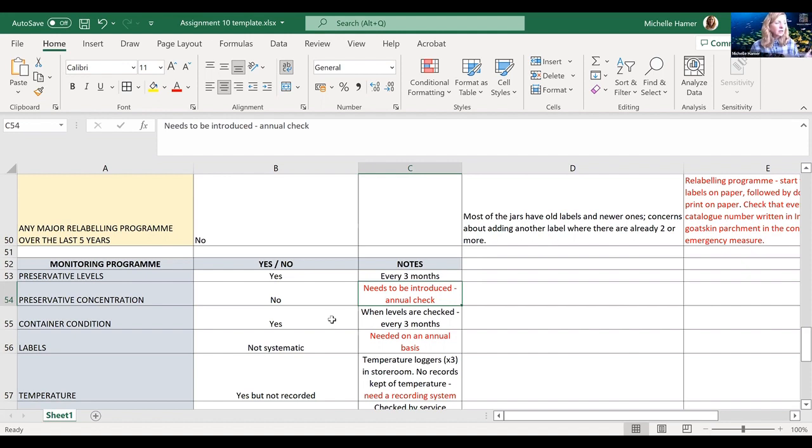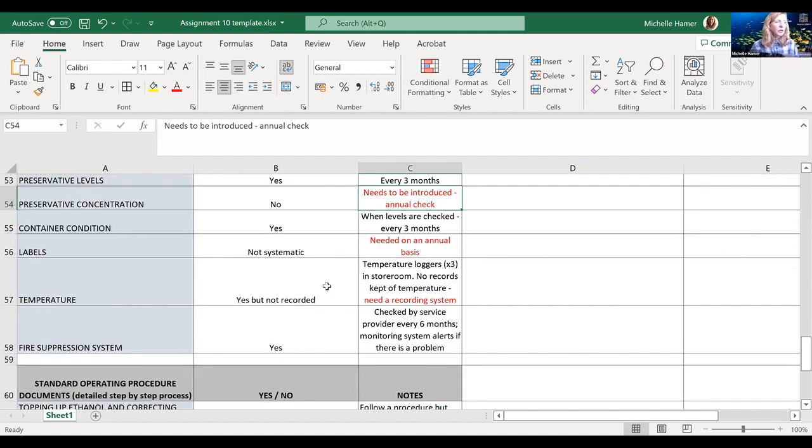Container condition, labels, temperature. So do you have temperature loggers, data loggers for temperature? Do you download the data? Do you keep it? Do you keep records? So what do you need? So there's a space for notes.